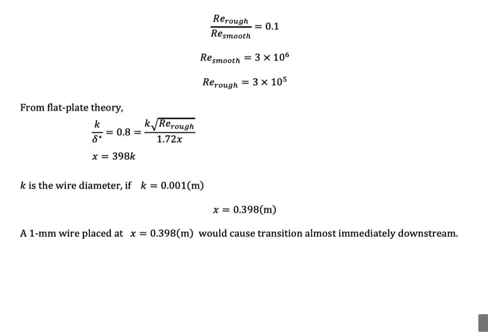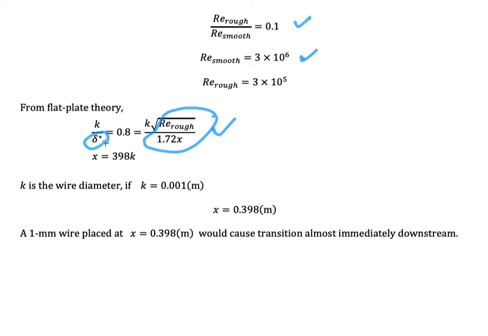So if the ratio is 0.1, we could assume that the Reynolds number for smooth is 3 times 10 to the power of 6, and the Reynolds number for the rough surface is 3 times 10 to the power of 5. And then this is the flat plate theory, so we just use this one. It comes from the idea of Blasius actually. So we have K over delta star is 0.8, K square root Reynolds number rough over 1.7 X. This is actually the value of delta star.